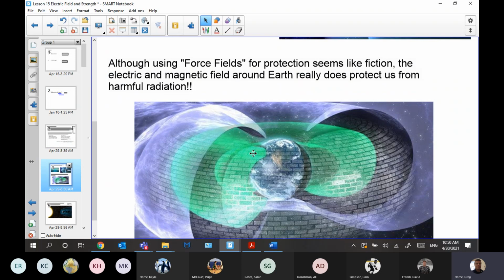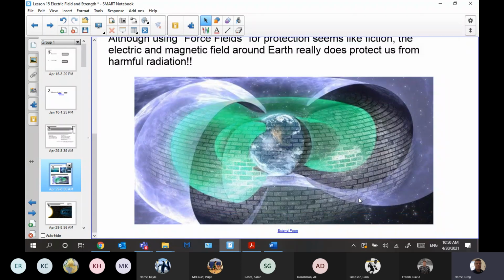Earth is protected by a field of force around it. The magnetic and electric field around Earth protects us from high energy electrons and radiation that comes from the sun. If we didn't have a strong electric and magnetic field around Earth, we'd get bombarded by radiation a heck of a lot more than we already are. And it's quite possible life might not have even been able to exist on Earth if we didn't have strong magnetic and electric fields.